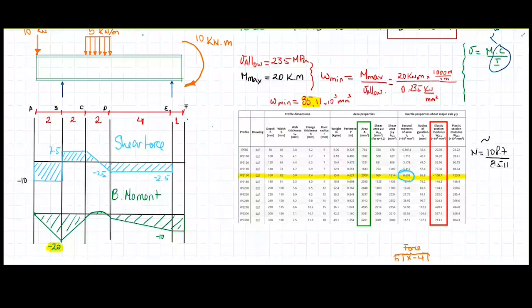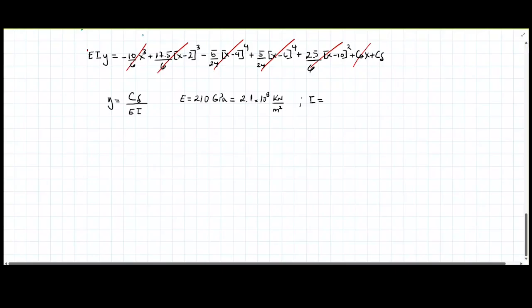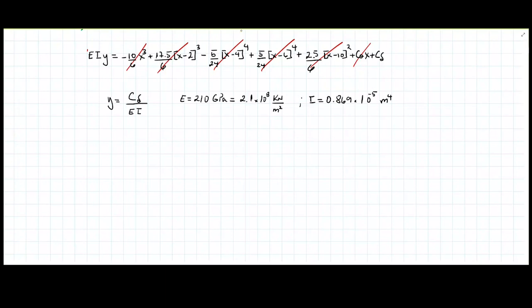I'm going to do this for you guys already, so we don't have to struggle with finding out things. So this is going to be equivalent to 0.869 times 10 to the power of minus 5 meters to the power of 4. Evidently, this integration constant is going to be related to, let's put one note here. If you think about what the units of this integration constant are, this is going to be something like kilonewtons times meter cubed. It's weird, but these are the constants after you do those two integrations in a row.